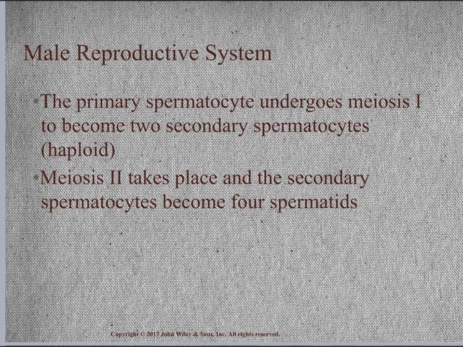So we said that the primary spermatocyte undergoes meiosis 1 to become 2 secondary spermatocytes. Here's our first haploid cell. Meiosis 2 takes place and the secondary spermatocyte becomes 4 spermatids. Now this is important. If we're making 500 million, or half a billion, sperm a day, we take advantage of all these cell divisions. So we start with one stem cell that is going to give rise to ultimately 4 spermatids.